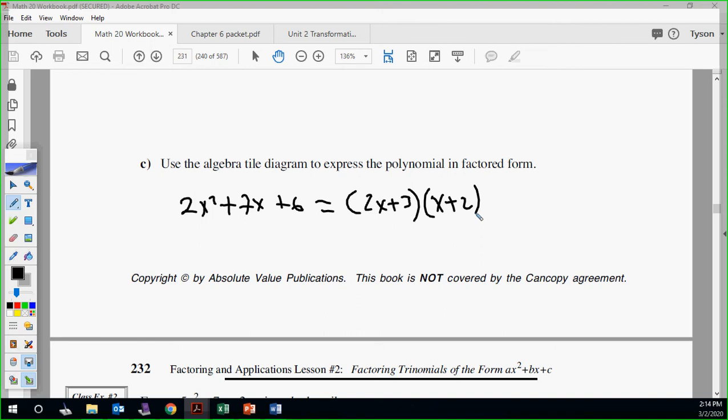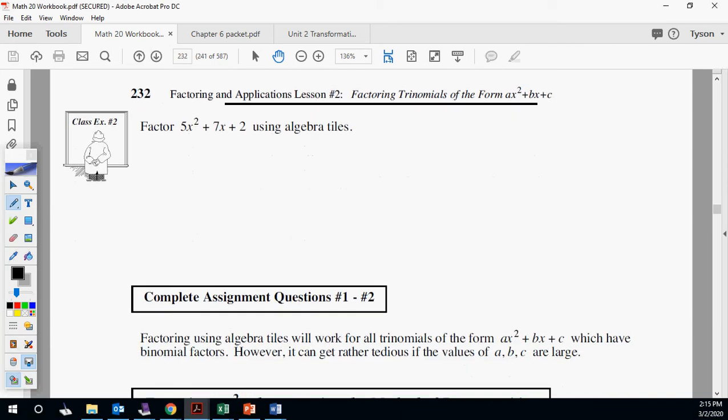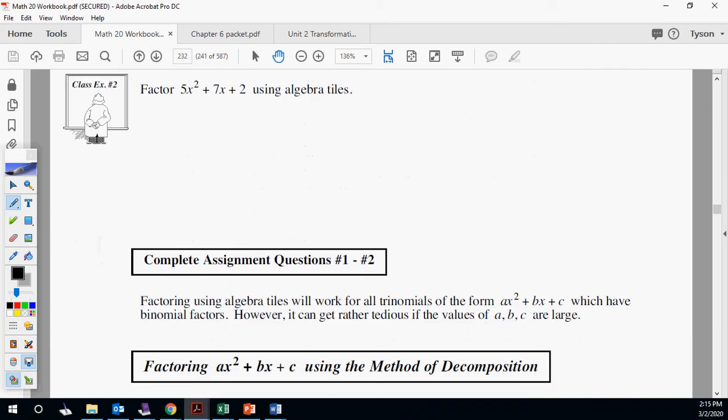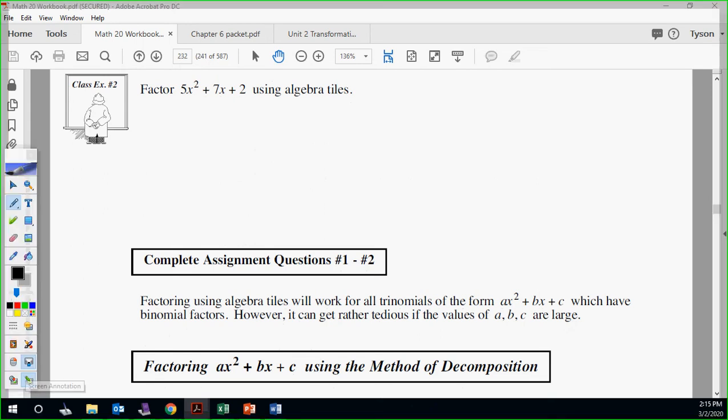Okay. Let's have one more little piece here. Okay. So this is factoring using the algebra tiles. So this one, we're going to go ahead and not do the algebra tile part. I'm going to go ahead and just jump to where we're going to work with decomposition.